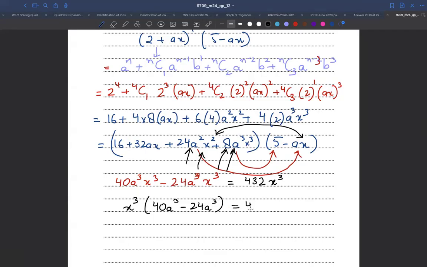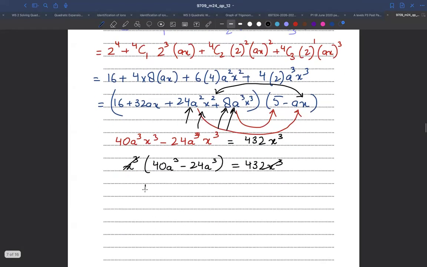It is equal to 432 x cube. X cube cancels. I'm left with 40a cube minus 24a cube equals 432. Calculator, beta. 16a cube is equal to 432. 432 divided by 16 is 27. a is equal to 3. And that is it.